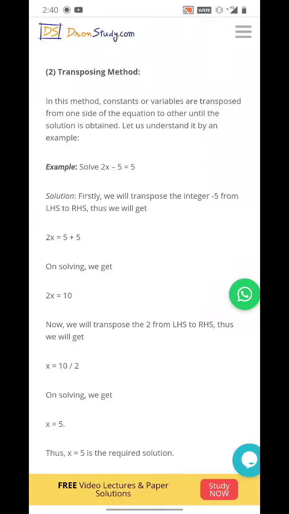For example, you have been given a question of a linear equation and you have to solve it. One of the methods is the transposing method. Firstly, we will transpose the integer minus 5 from LHS to RHS. Thus, we will get 2x is equal to 5 plus 5.